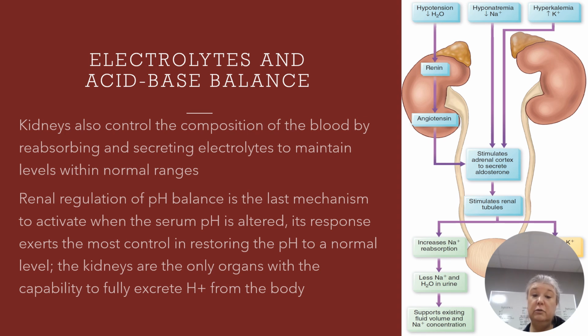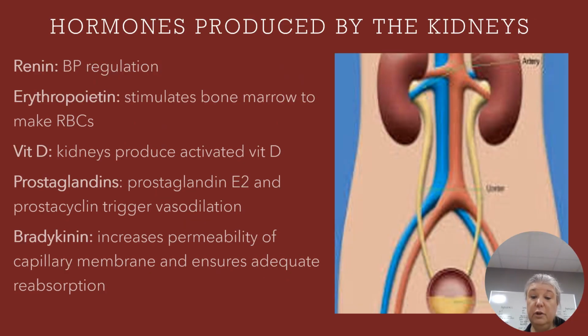The kidneys are the only organs with the capability to fully excrete hydrogen ions from the body. So remember, hydrogen ions are acidic. So if we are needing to get rid of hydrogen, we're dependent on our kidneys to do that.